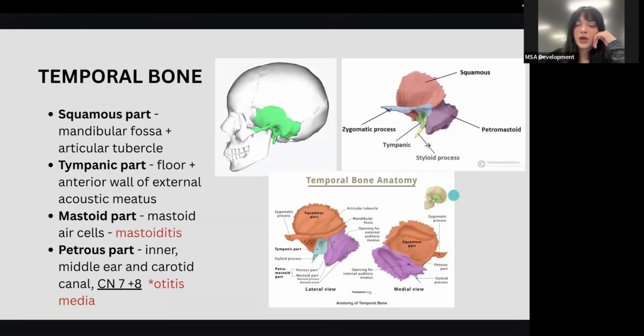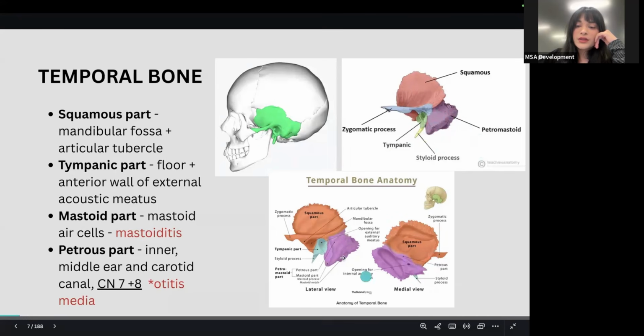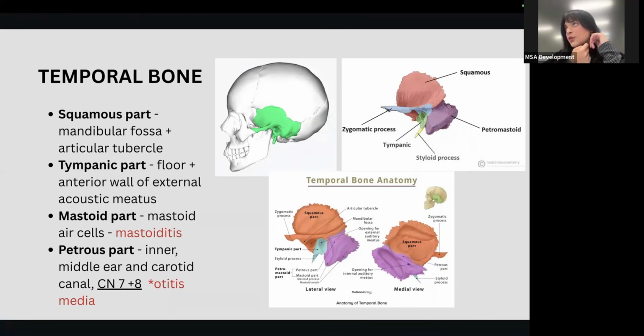This is the tympanic part. And then you have the mastoid part, which is this purple area over here. And over here you can see the mastoid. Again, it's purple. So it's like behind your ear, there's a bony prominence. That is the mastoid part. It contains mastoid air cells, and if that area gets inflamed, it can lead to mastoiditis.